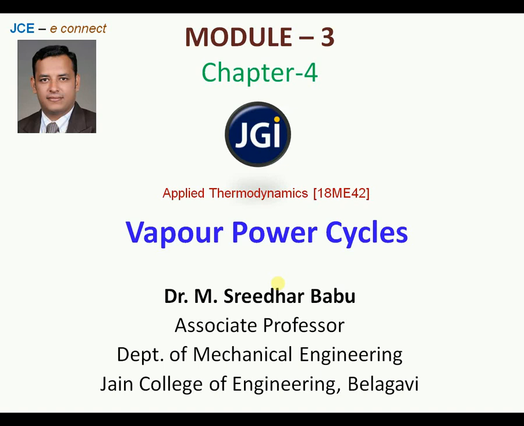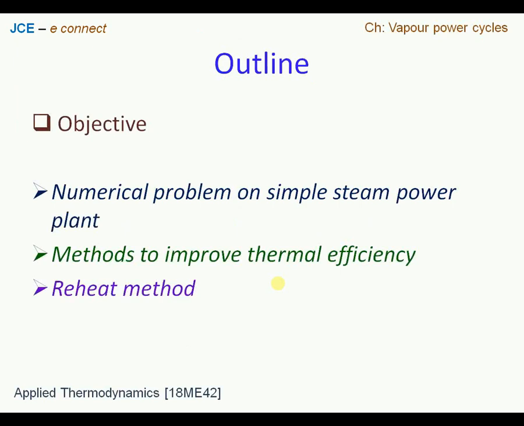We were studying vapor power cycles. In today's lecture we are going to take up one numerical problem based on a simple steam power plant or simple Rankine cycle. Following that, we are going to look at different process parameters which affect thermal efficiency of the steam power plant. And then towards the end we will discuss one particular method for improving the thermal efficiency of a power plant, that is the reheat method.